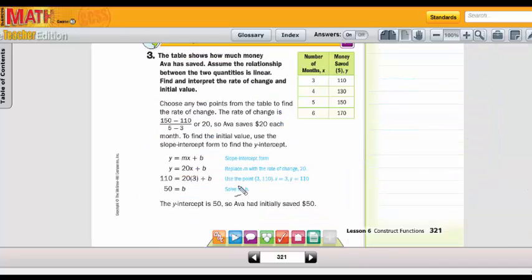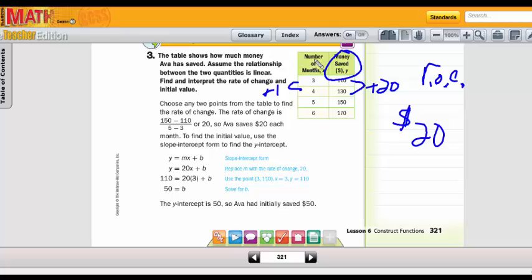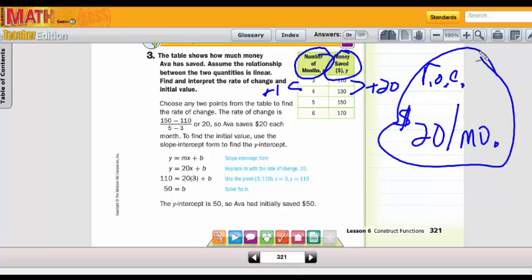Problem number 3. The table shows how much money Ava has saved. Assume the relationship is linear. Find and interpret the rate of change and initial value. Well, the rate of change should be simple. Because it's linear, we only have to check one cell, so we have a change of +1 here and a change of +20 here. So our rate of change, or our slope, remember, is dollars, and it's $20. Right here's where I get dollars from, per month. $20 per month is our rate of change. So there's our first answer.